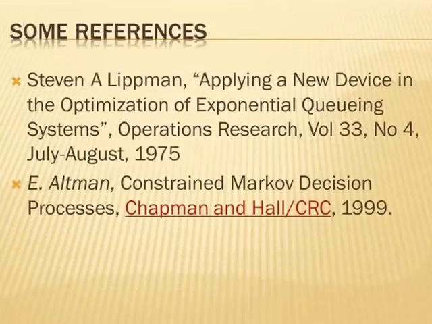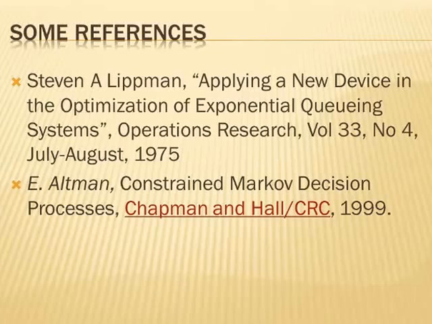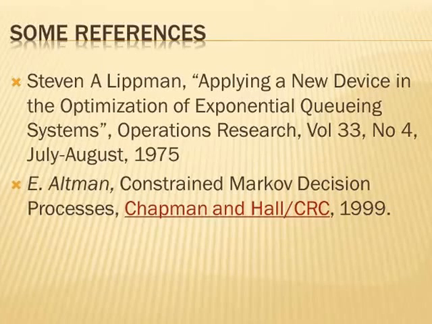There are a lot of references on controlled Markov chains, but there aren't so many on total cost problems. I recommend my own book on that. It doesn't include, though, exponential times between transitions. And what I showed you about that you can find in a paper by Stephen Lippman, called Applying a New Device in the Optimization of Exponential Queuing Systems.